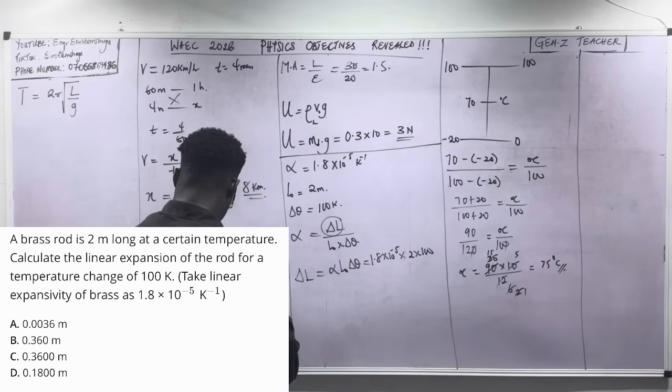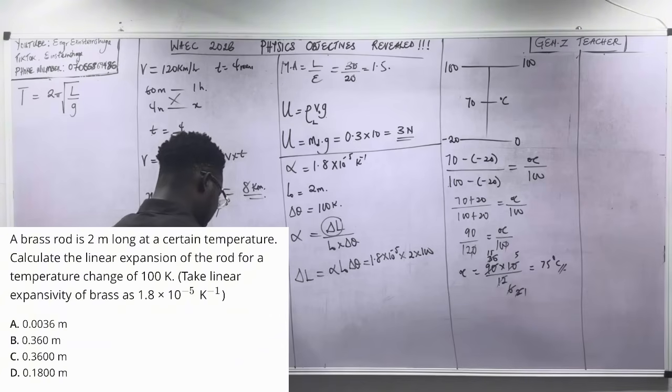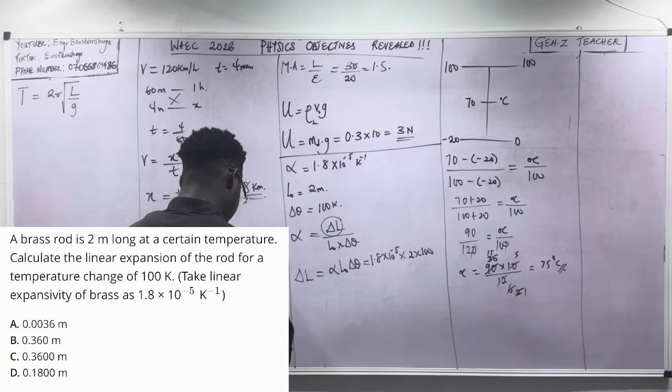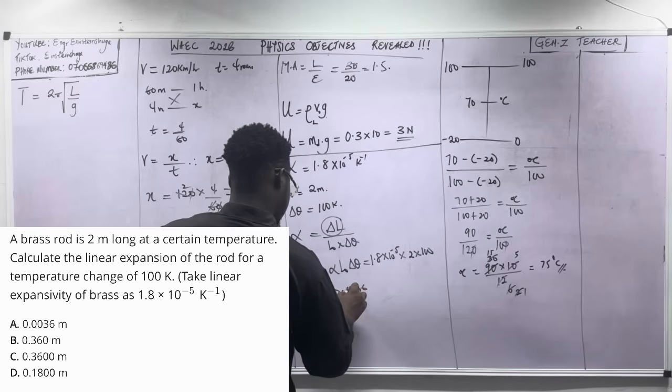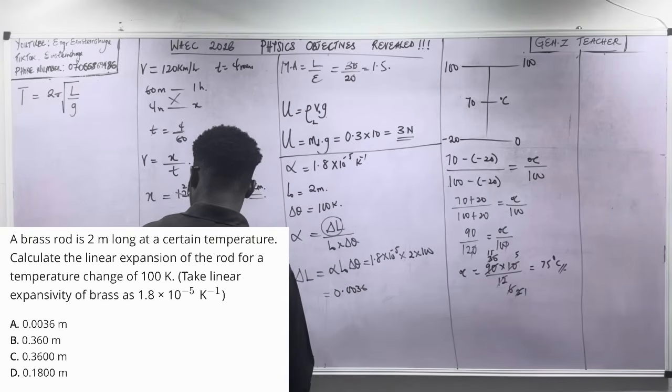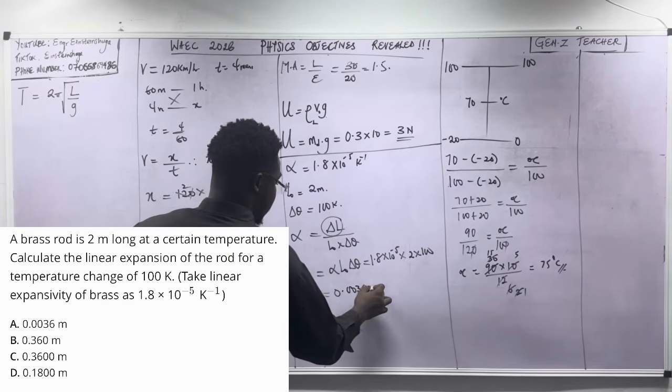And let's put that in decimal. Sorry, that should be 0.0036. Yeah, option A, 0.0036 meters.